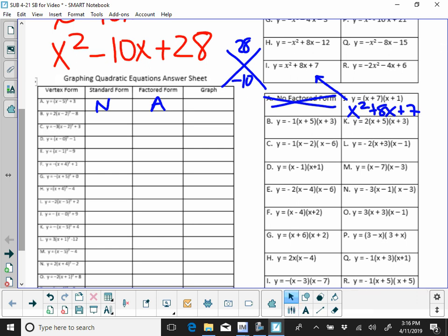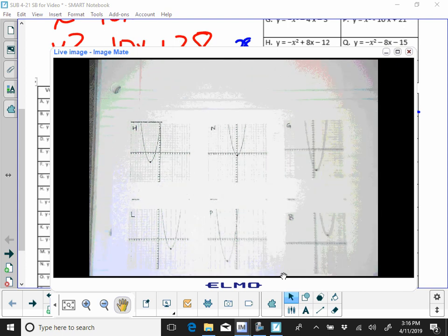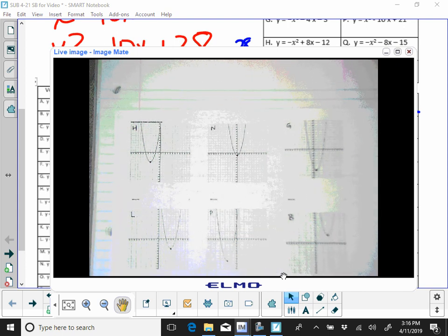In addition, you are getting a worksheet. I didn't take a picture of this, so let me see if I can just show you that real quick. You are going to get a worksheet that contains 18 graphs. Okay, so like for this one, we're looking for the graph of one that goes x squared minus 10x plus 28. So you'll have 18 of these graphs. The graphs, that page does run front and back, y'all, so make sure that you have that.